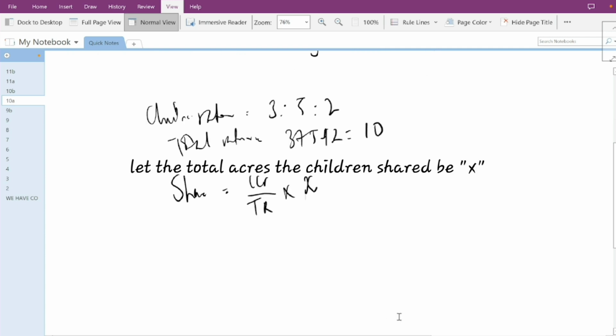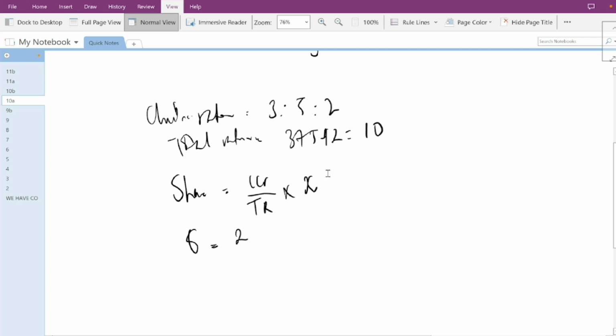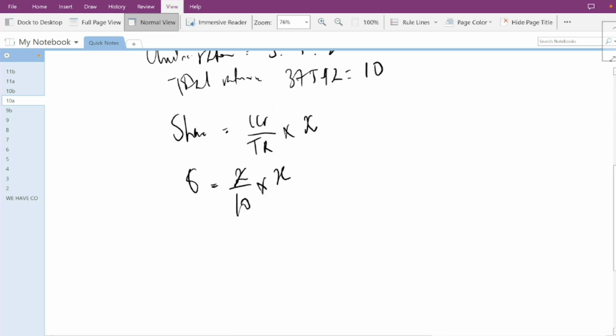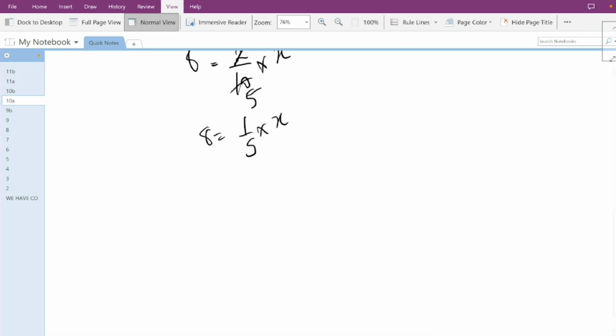We know the share of the child, like it told us in the question, is 8 acres. That equals the least child's ratio, which is 2, the least of the 3, over the total ratio, which is 10, times the total number of acres the children shared, which is x. We can say 2 here is 1, 2 here is 5. We have 8 equals 1 over 5 times x. You can say this is x over 1. Then we have that 8 equals x times 1 on the upper part. x times 1 is x. Then 5 times 1 is 5.